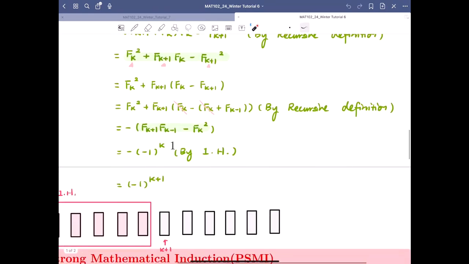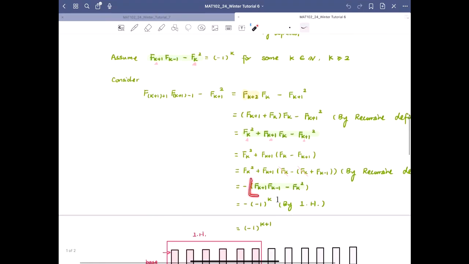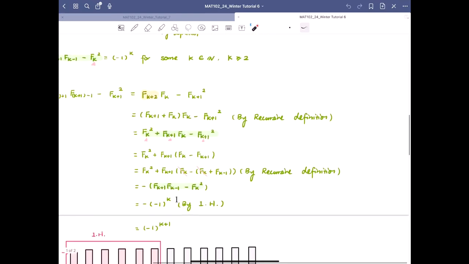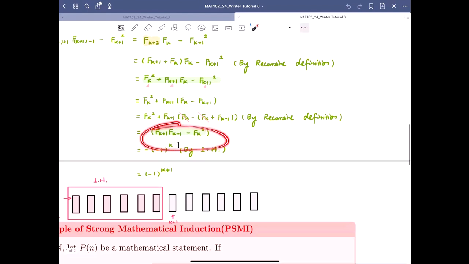The only time I use the IH is here. This is the only time I used the IH, and this IH is P of k. I don't need P of k minus 1. Does that make sense to you? So even though I have a recursive sequence here and I use it multiple times, that doesn't affect me, because those are definitions. I don't need to assume anything when I use them. This is the only assumption I used, and it doesn't require more than that. That's why this one is a regular induction.